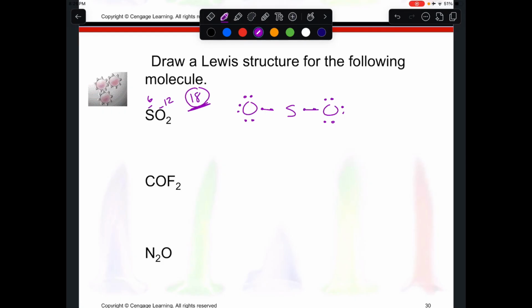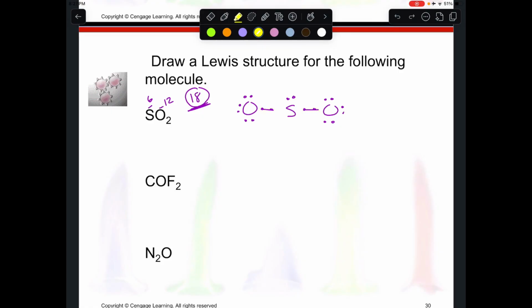Now, again, I've used 16 up, but I have a total of 18, and I have to use them all. So I'm going to go ahead and place that on my center atom. Any extra after everything's filled goes on the center atom. Now, the issue here is sulfur currently only has 2, 4, 6. Sulfur needs to have 8.